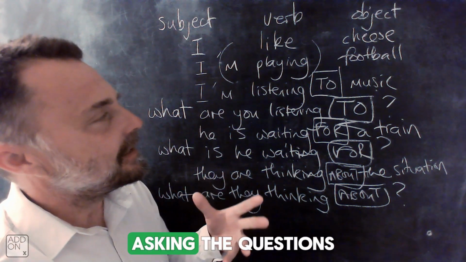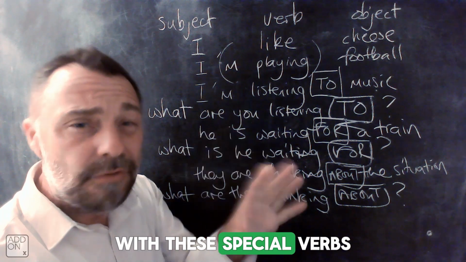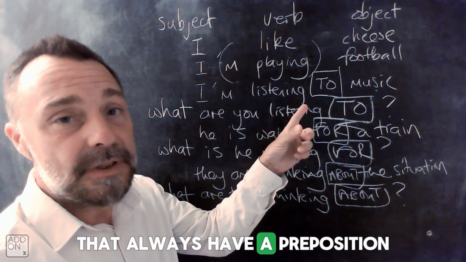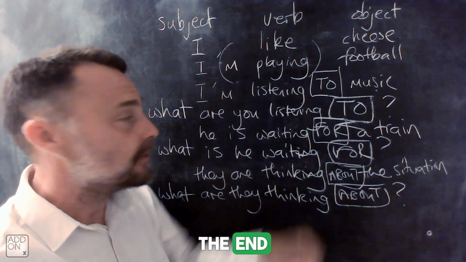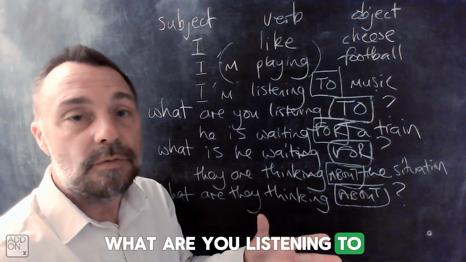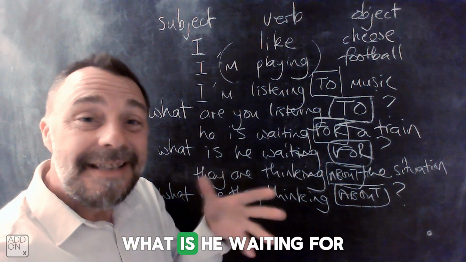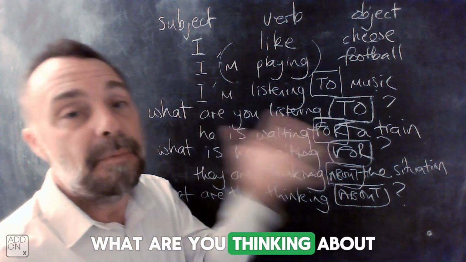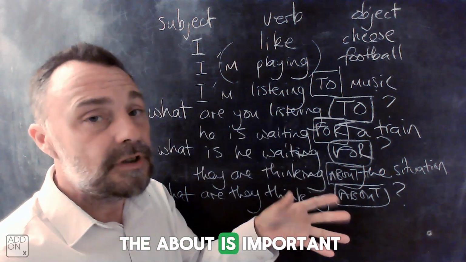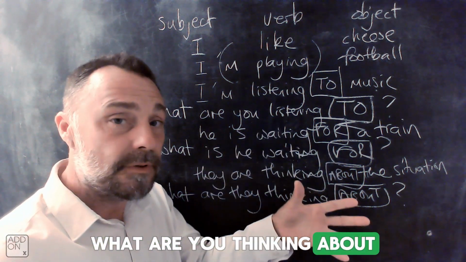So when you're asking questions with these special verbs that always have a preposition, you ask the question with the preposition at the end. What are you listening to? What is he waiting for? What are you thinking about? The about is important.